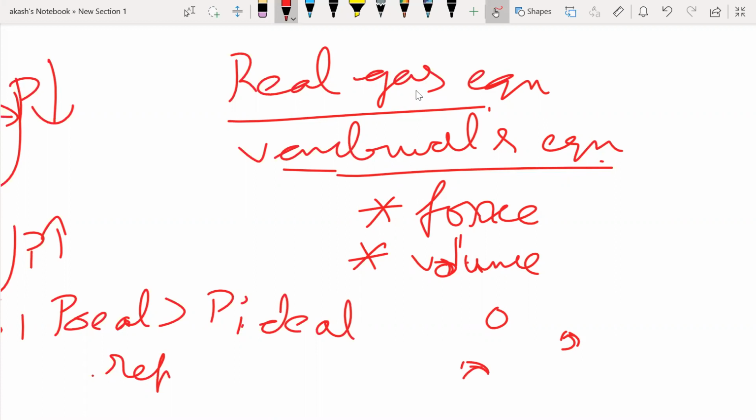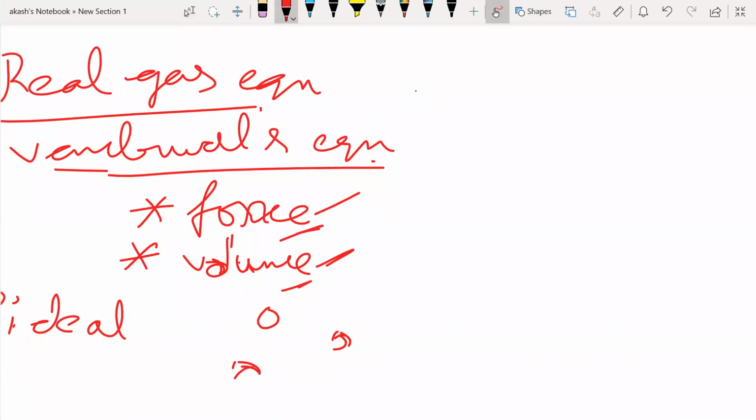So for these two, I am just going to modify the ideal gas equation. I mean, not me, Van der Waals already did it. Van der Waals modified the equation by giving two correction factors, one for volume and one for pressure. I mean, sorry, one for force of attraction or repulsion. So this is how the equation looks.